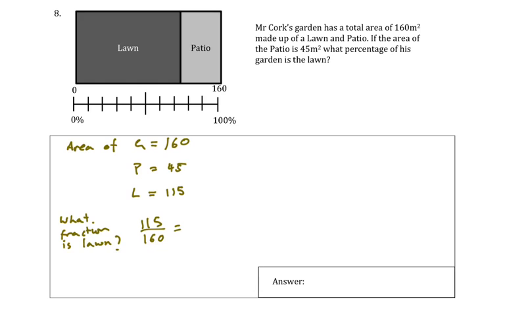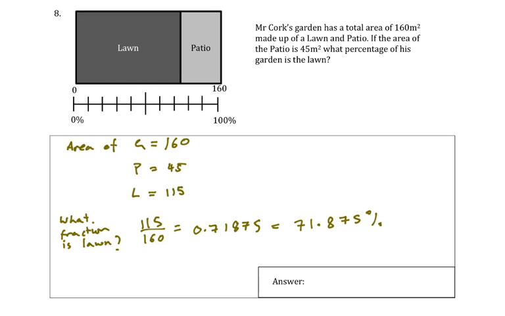If we do this in our calculator, 115 divided by 160, this will give us the decimal 0.71875. And then we just convert this decimal to a percentage, which is 71.875%.